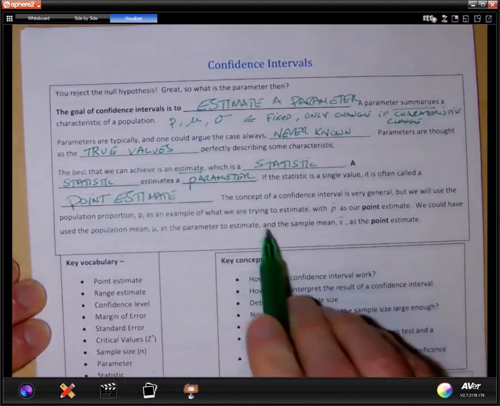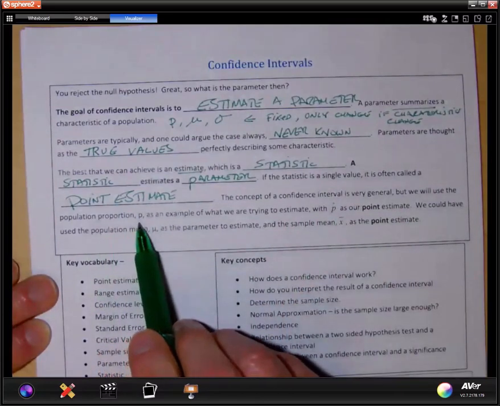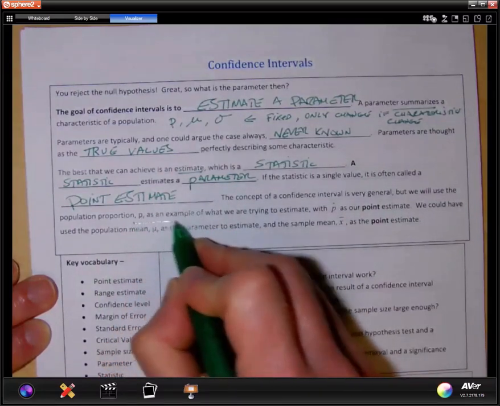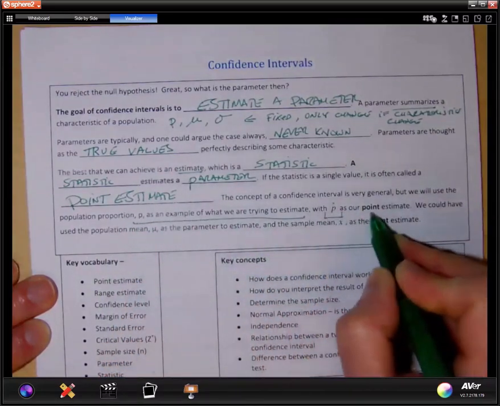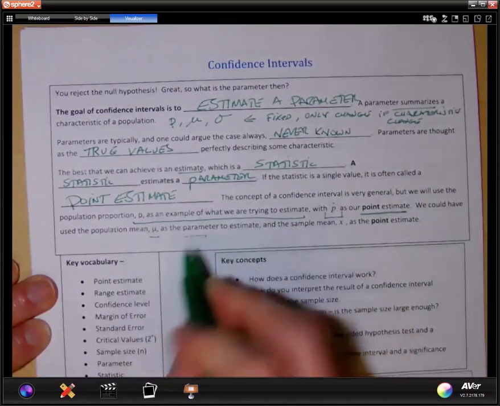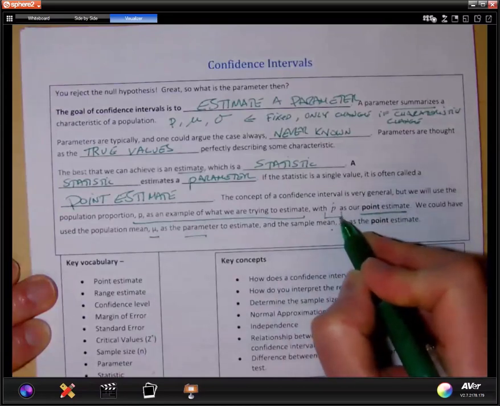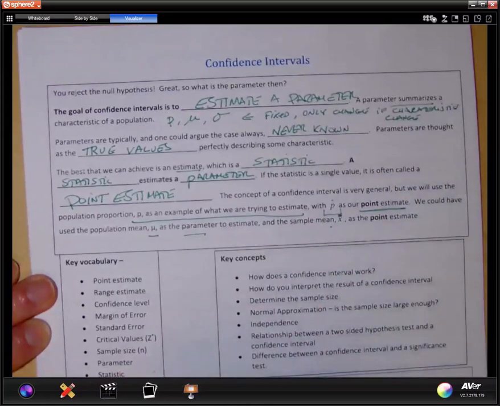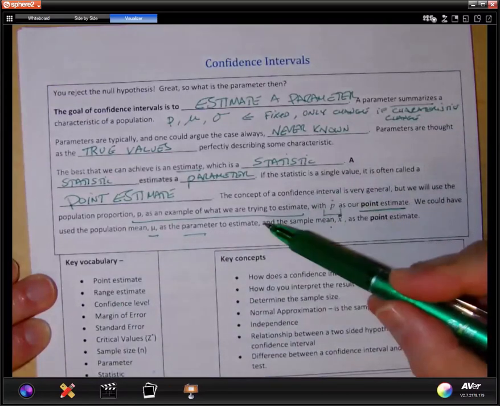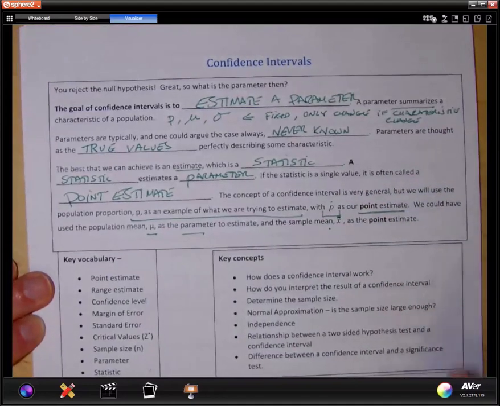For example, the concept of a confidence interval is very general, but we'll use the population proportion P as an example of what we're trying to estimate. That's what we're going to try to estimate with P hat, our point estimate. We could have used the population mean mu as the parameter to estimate, and the sample mean X bar as a point estimate. And again, these are just two types of parameters. There's others, but definitely these are a good starting point.